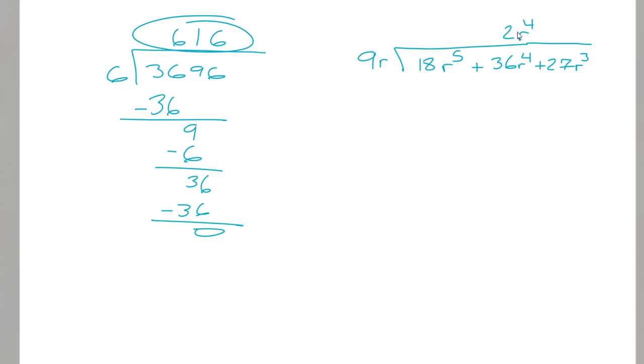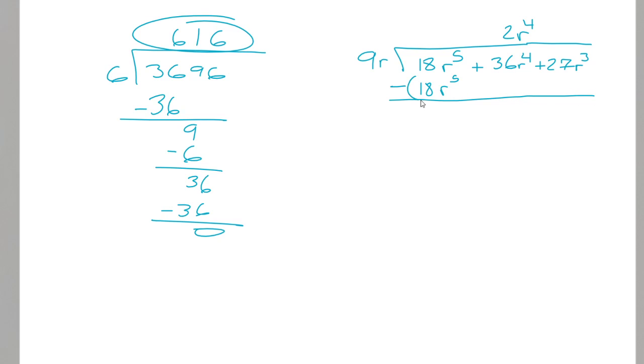So now you're going to multiply, and the reason I put this above here and not here is because this is the same degree, right? So 2 times 9, 18. R to the 4th times r is going to be r to the 5th, and again I just put it underneath the same degree. Okay, so the degrees match up, so we can subtract.